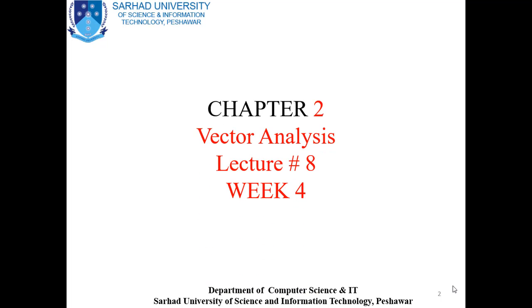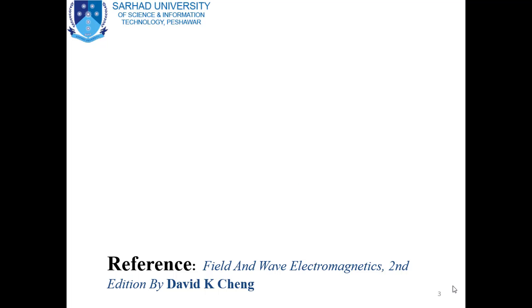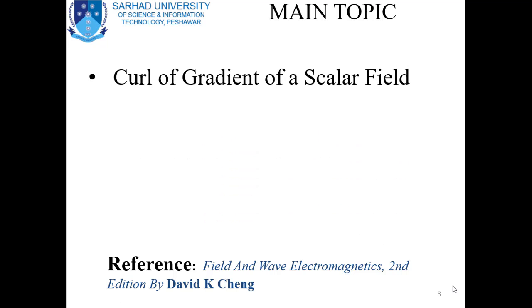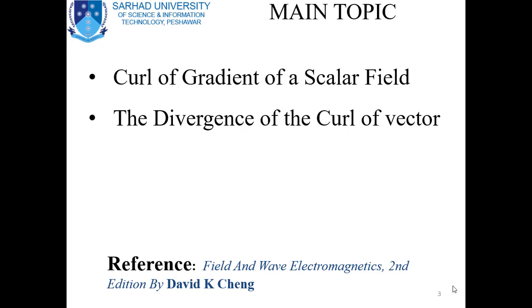This is our lecture number 8 and we will study topics from chapter number 2. The title of the chapter is Vector Analysis. Our main topic of this lecture is to discuss the curl of a gradient of a scalar field, and also the divergence of a curl of a vector field. These two are called the null identities.